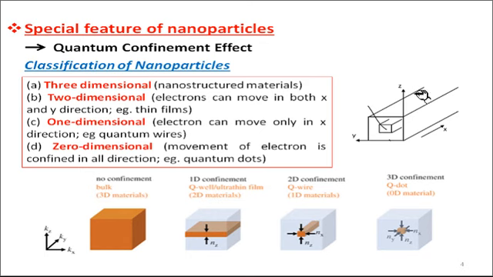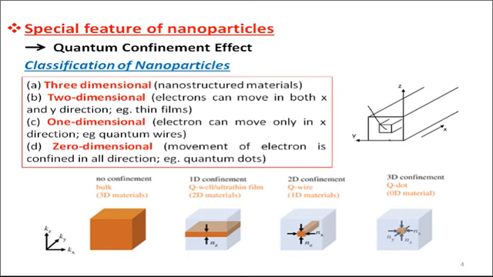Now, if any relative dimension is comparable with the de Broglie wavelength, or you can say if any particular dimension is below 10 nanometer, then the electron movement is said to be confined in nature. Suppose along the x direction, y direction or z direction, whatever it is, if along any one dimension it is less than 10 nanometer, then those electrons are said to be confined in nature.